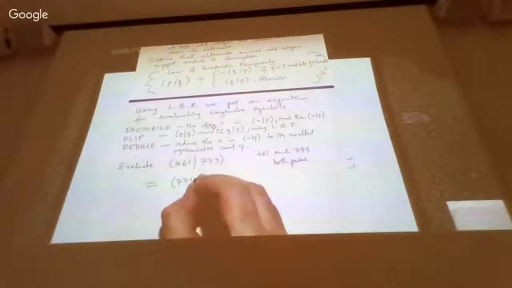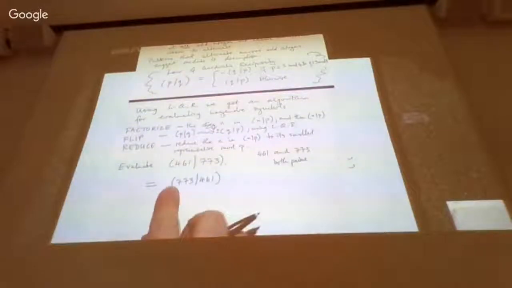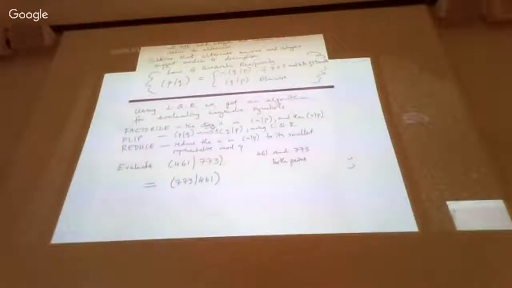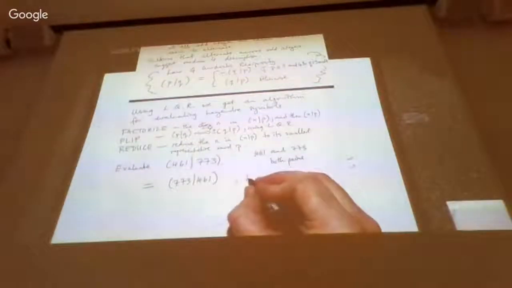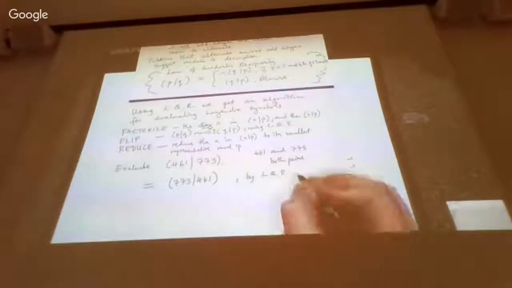It becomes (773/461), but we may need a minus sign in front of it, just according to the law of quadratic reciprocity. So we just have to test these: if both of them are congruent to 3 mod 4, then we will need a minus sign. But 461 is not. 461 is congruent to 1 mod 4. Remember, you only look at the 60 and the 1. 60 is congruent to 0 mod 4. It's 4 times 15. That's congruent to 1 mod 4. Okay. So that's by the law of quadratic reciprocity.